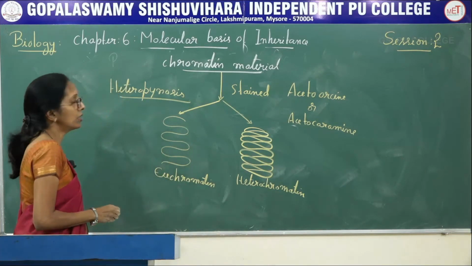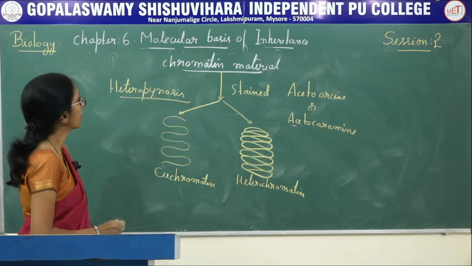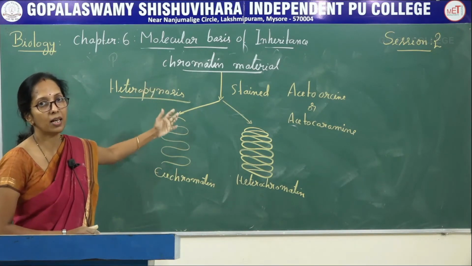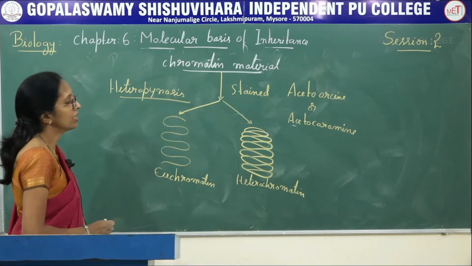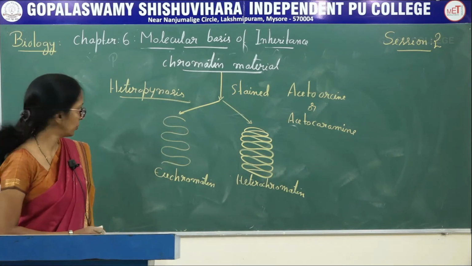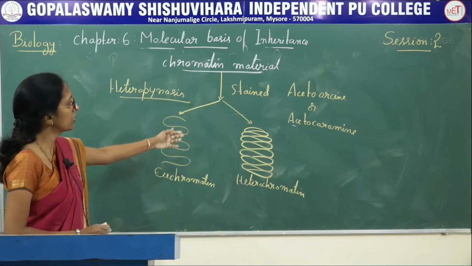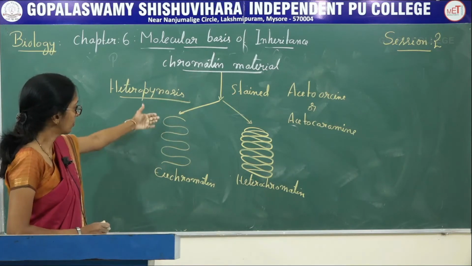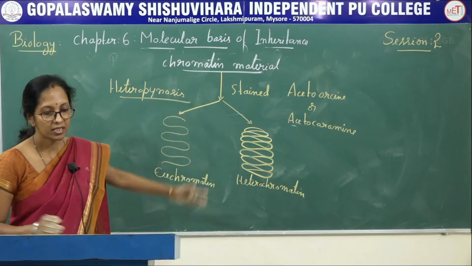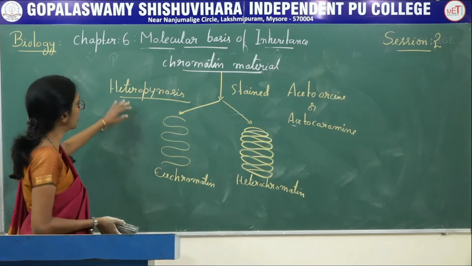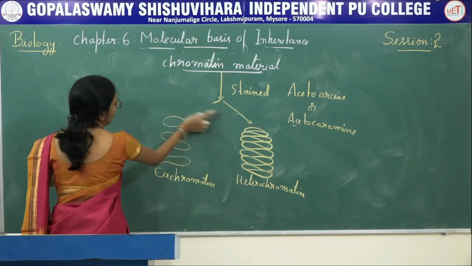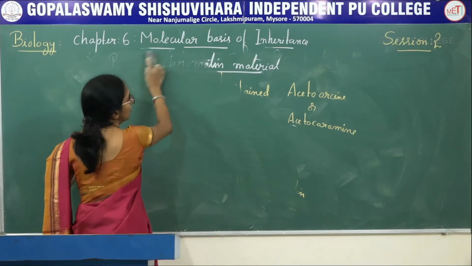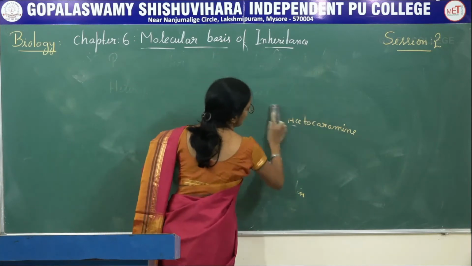So this is about the chromatin material. Chromatin is nothing but a thin fiber-like or thread-like structure that is present inside the nucleus. When we add stain by using these two types of stain, one is said to be euchromatin, the second one is said to be heterochromatin, and the differential staining technique is said to be, what do you call? Heteropycnosis.